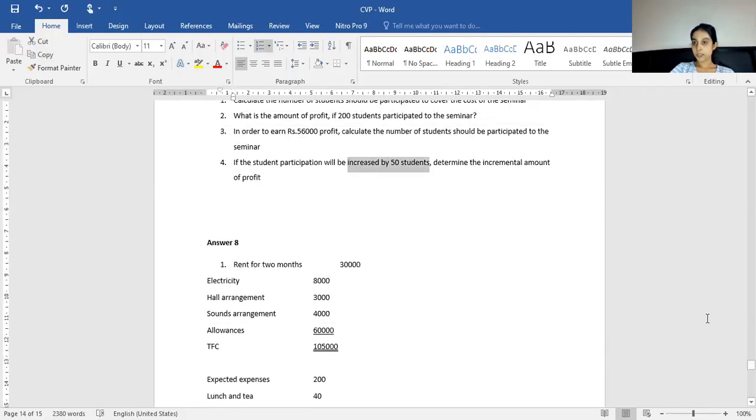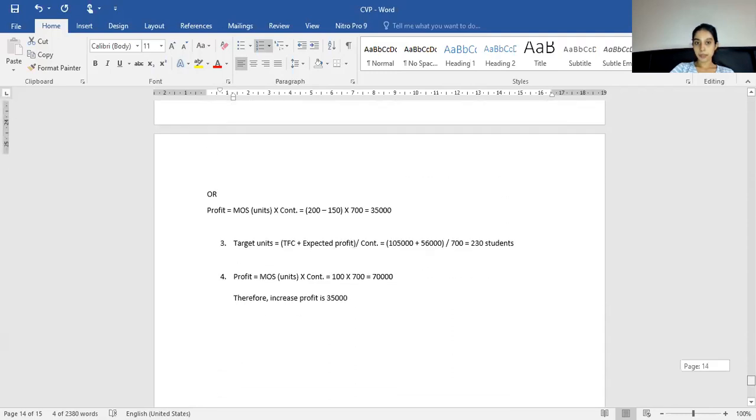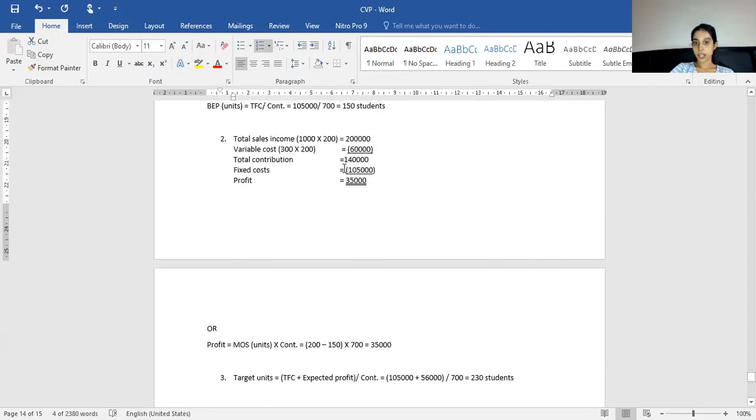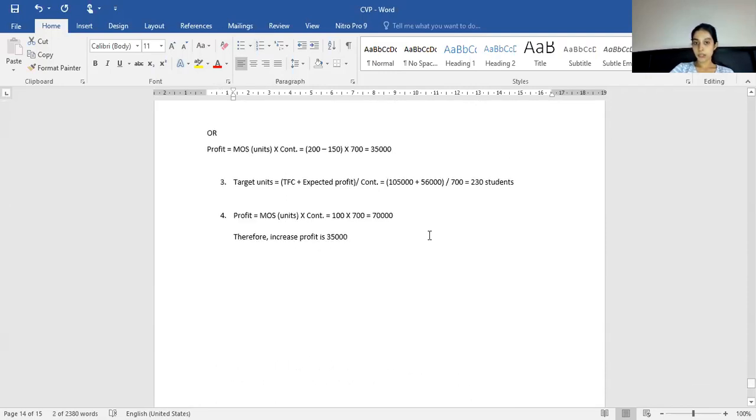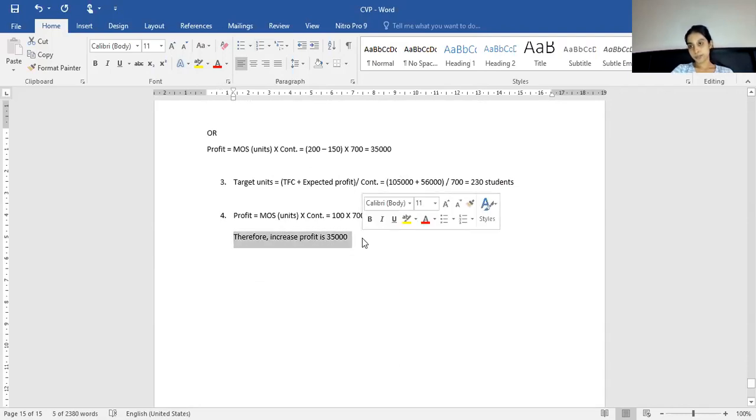Okay. What will be the incremental profit? In the previous scenario, we identified the profit from 200 participants is 35,000. And in this scenario, we identified the profit from 250 participants is 70,000. So the incremental profit from these additional 50 participants is 35,000. Okay, so that is the incremental profit.